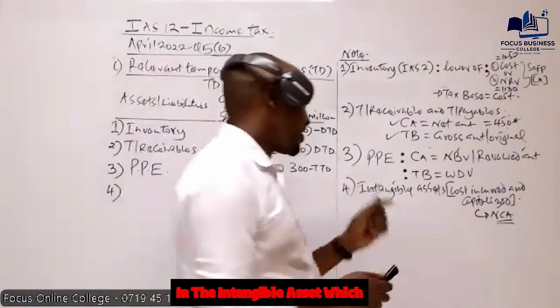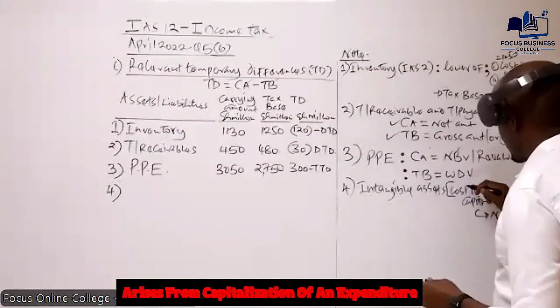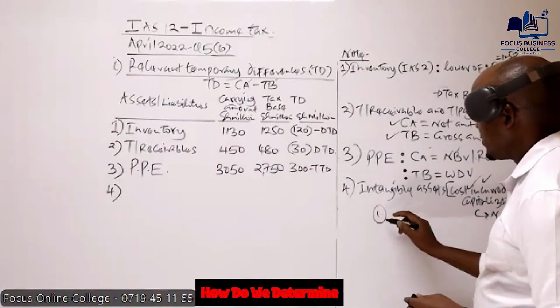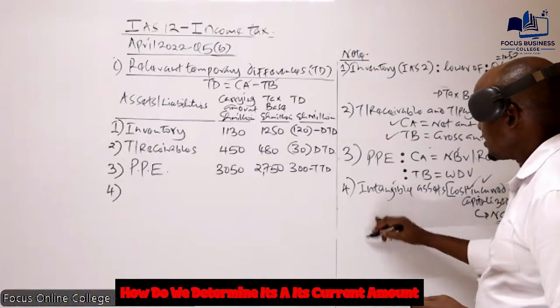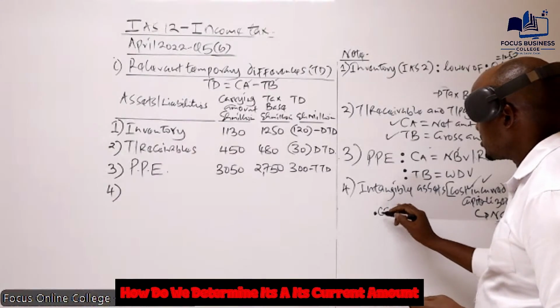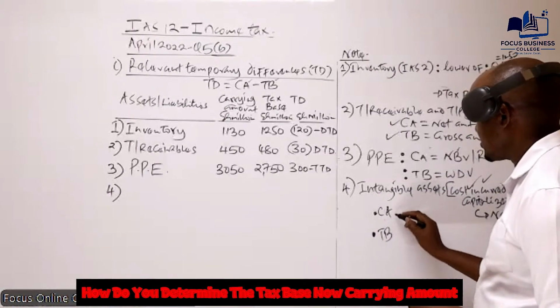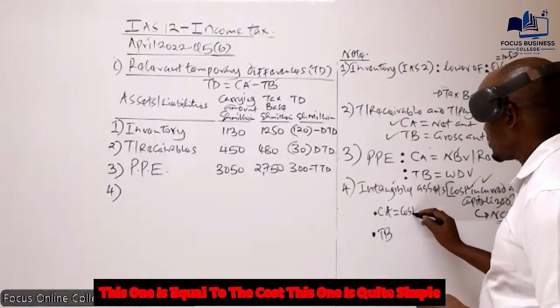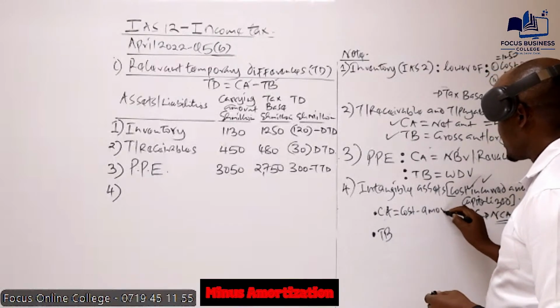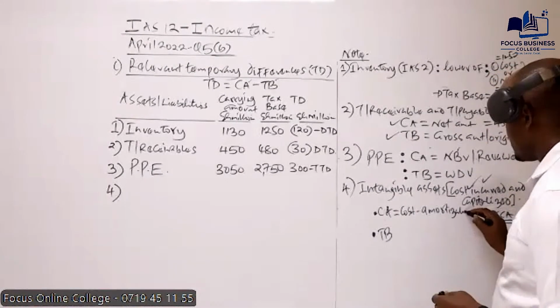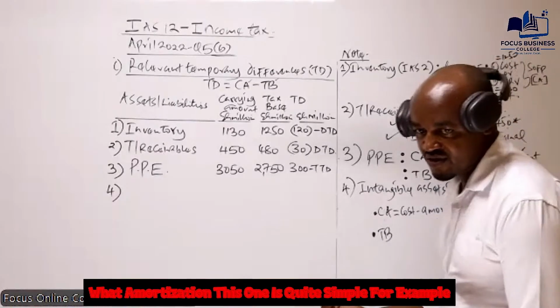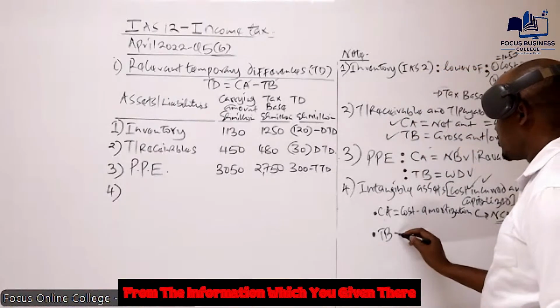So any intangible asset which arises from capitalization of an expenditure, how do we determine its carrying amount? How do we determine the tax base? Now, carrying amount is equal to the cost minus amortization. This one is quite simple, for example, from the information which you're given there.